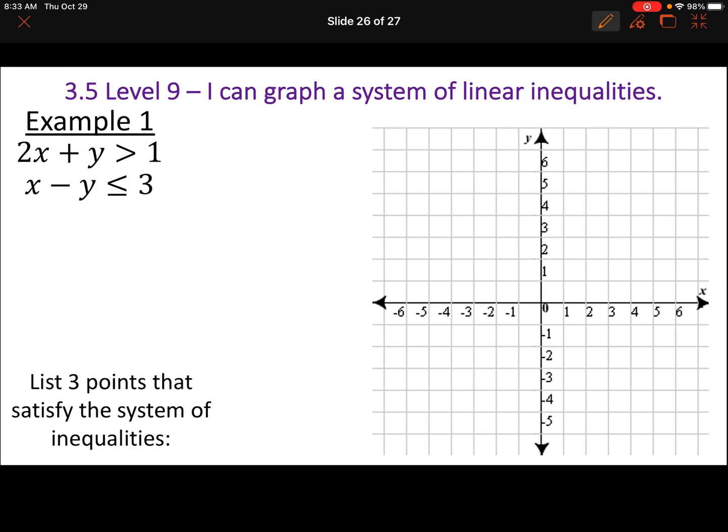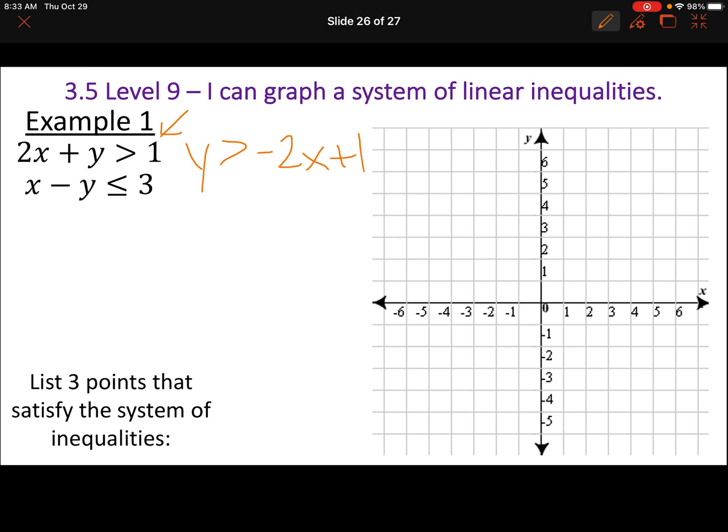This guy right here, we need to get y by itself. So if I subtract 2x from both sides, I end up with y. My sign stays the same. This is now y is greater than negative 2x plus 1. I'm going to go ahead and graph it.